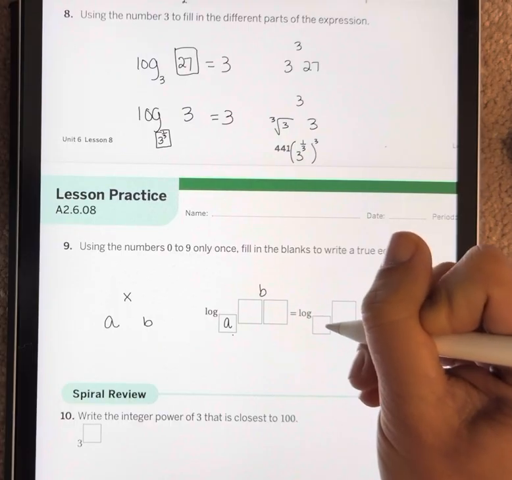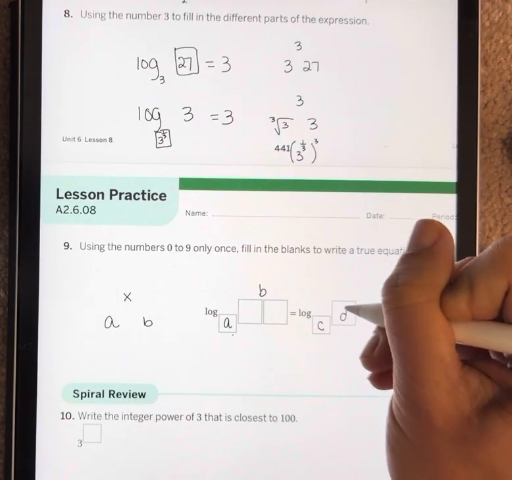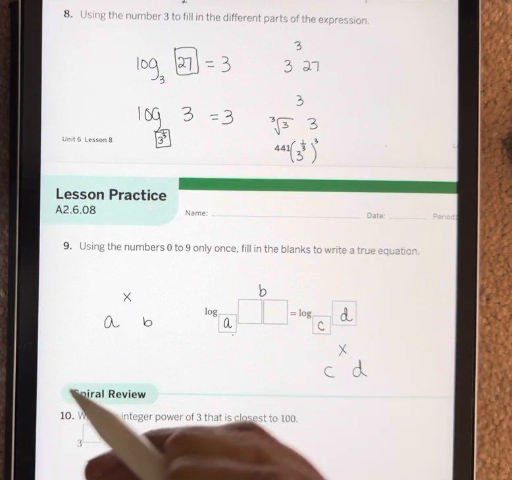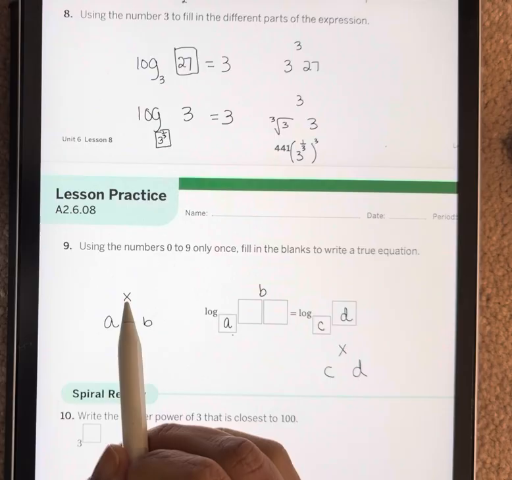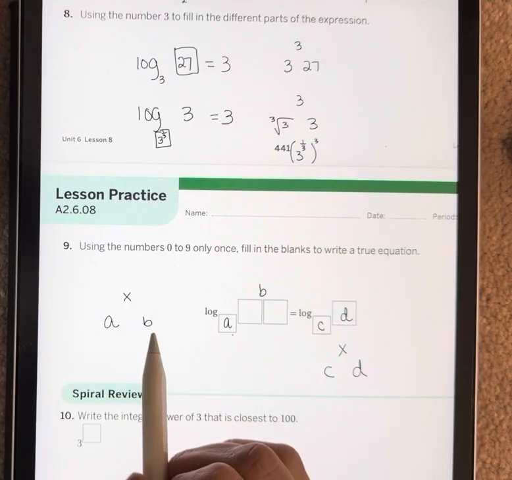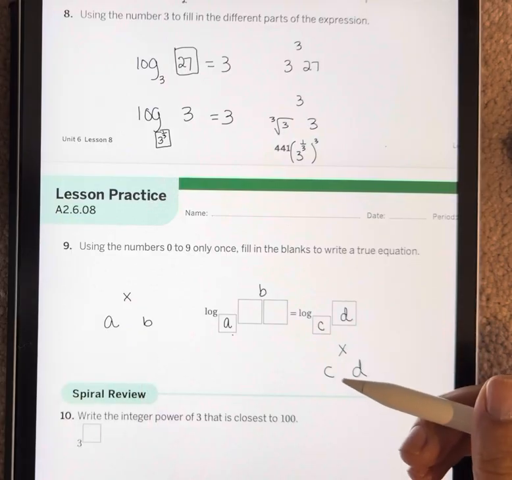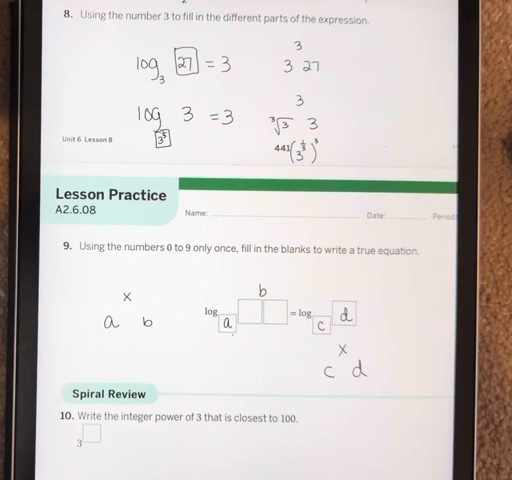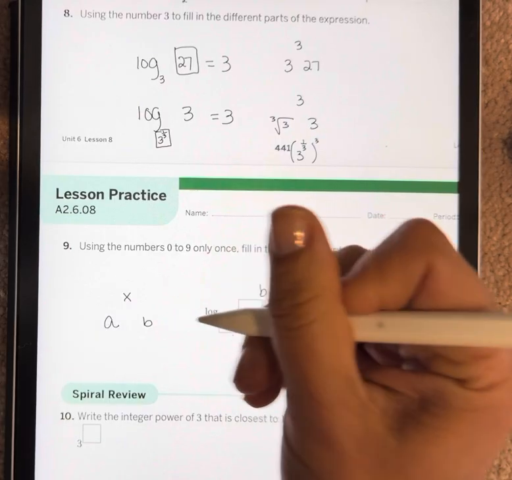So if this is C and this is D, then we need C, D to be the same something. So I need a 1-digit number to the X to become a 2-digit number. And then I need a different 1-digit number that to the same exponent gives me a 1-digit number. So this seems fine. This is not so bad. The only thing is we can't repeat numbers. So I'm starting to see this play out right now.